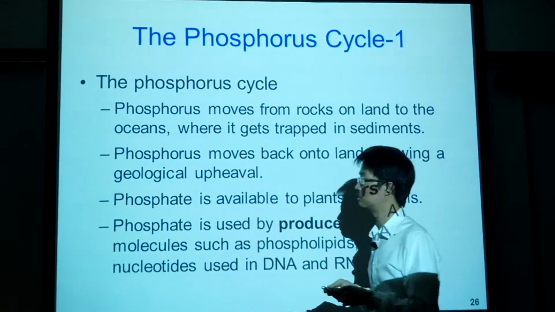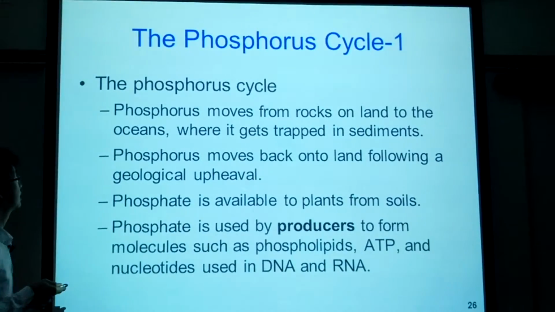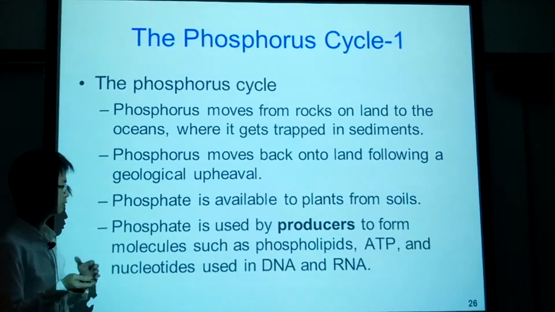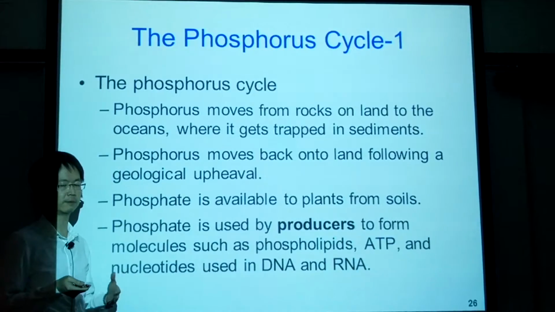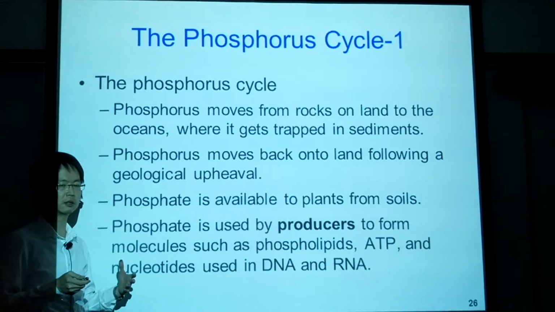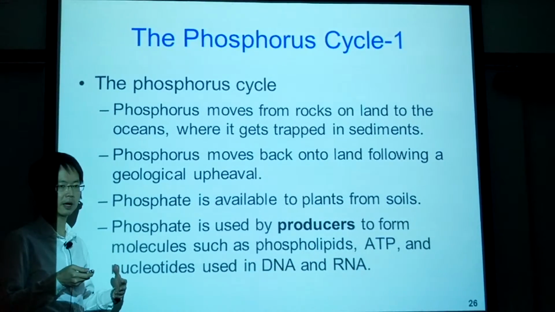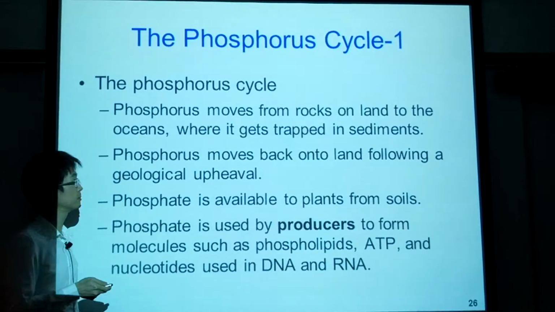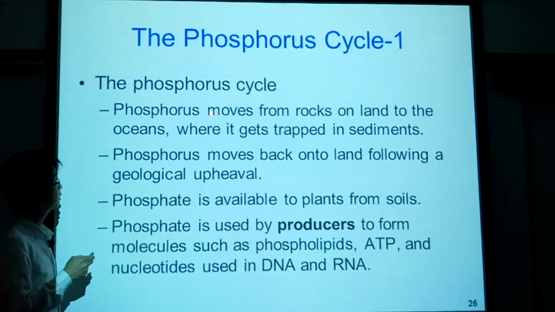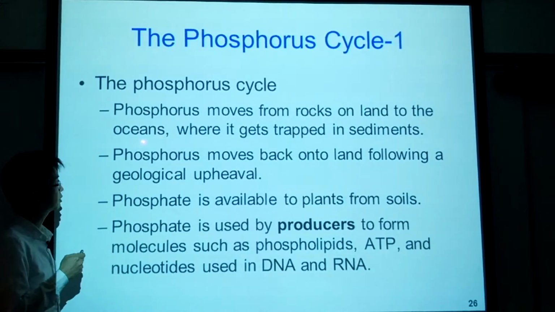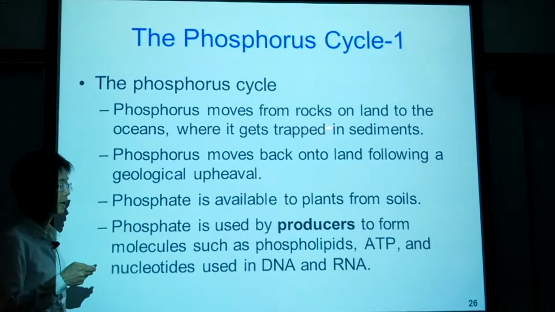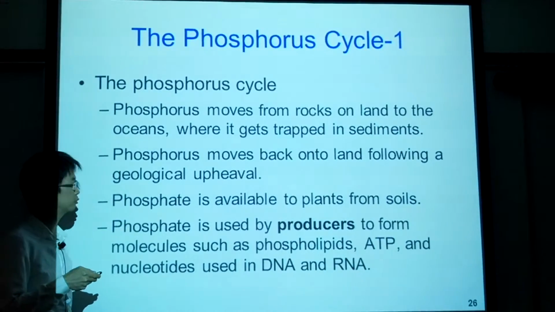Okay, phosphorus cycle. The phosphorus cycle has one unique feature: it does not involve the atmosphere. So remember this, the phosphorus cycle is the only cycle that does not include the atmospheric component. The phosphorus mainly comes from the rocks on the land, and from the rocks it will dissolve into the ocean, and then it can get trapped in the sediment at the bottom of the ocean.